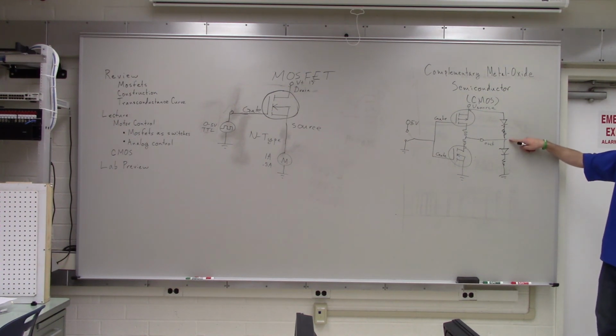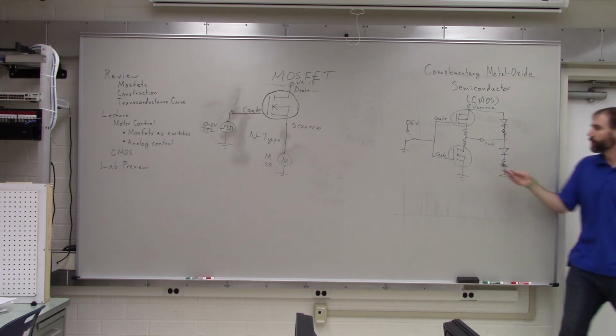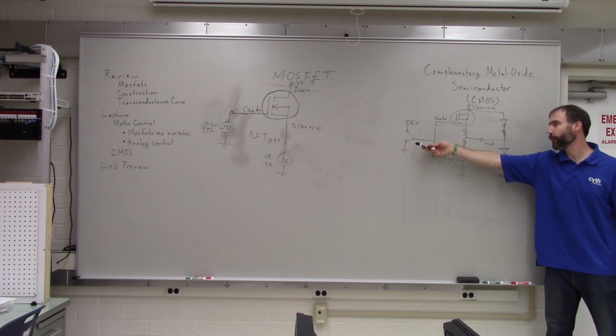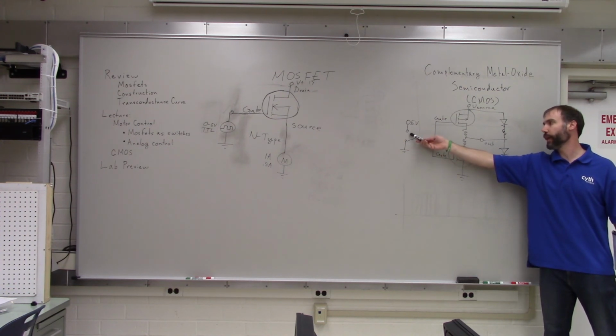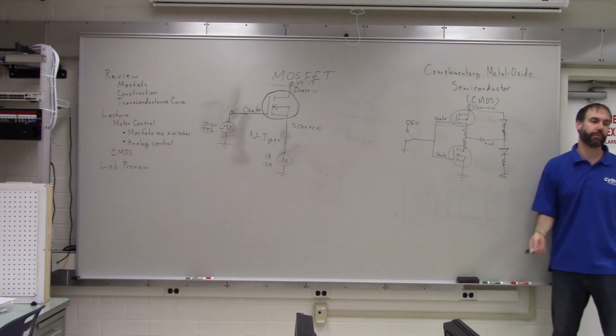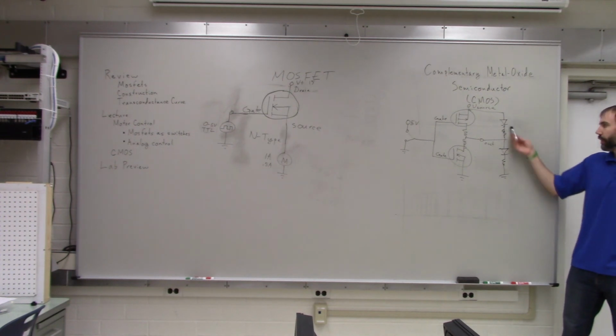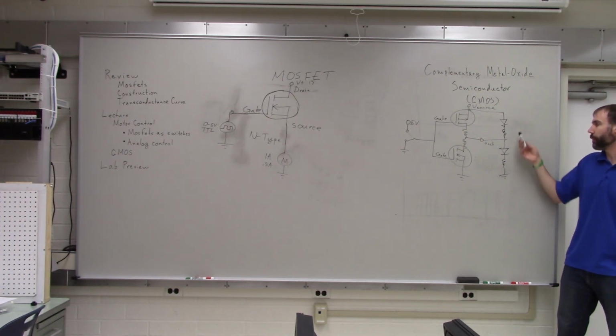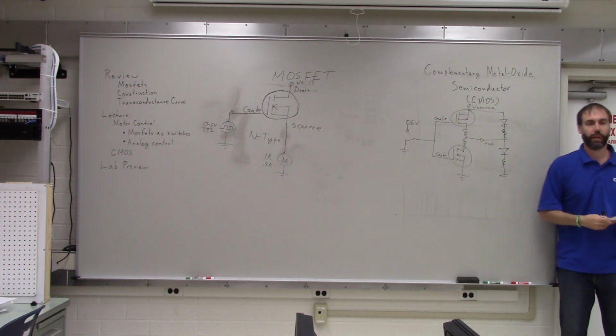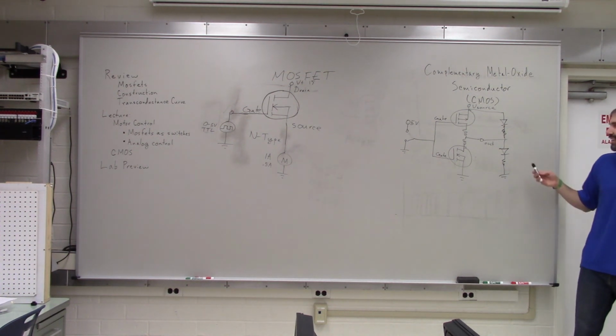So when this output is high, the red LED should go on. When the output is low, the green LED should go on. So you should be able to flip this switch back and forth and change whether the red LED or the green LED is on. It should be one at a time though, it should not be both. And it should not be neither either. One of them should always be on and the other one should always be off. You can flip it back and forth.